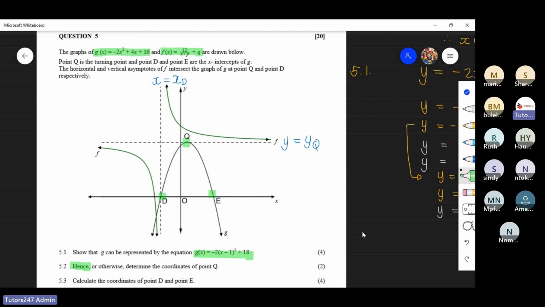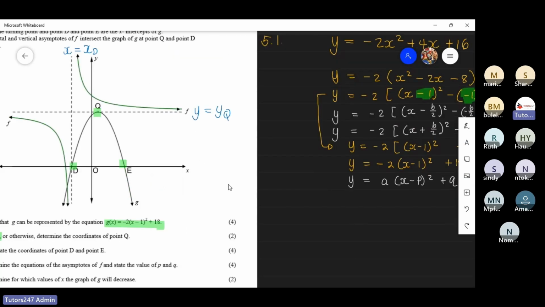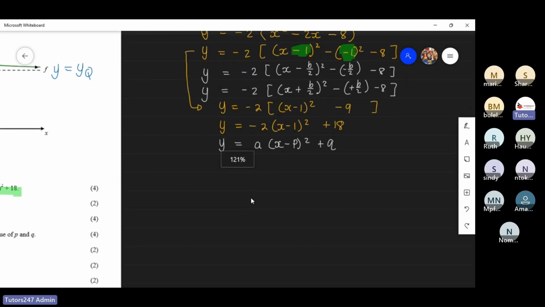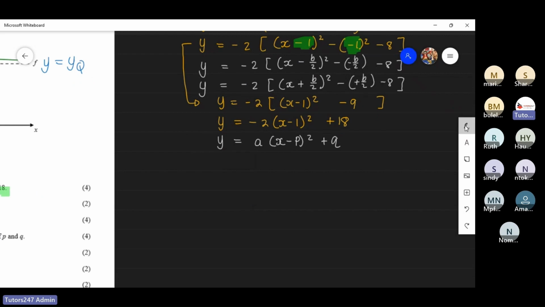Now, in this particular case, we are going to use the third method that I gave you. The reason being is that we have our turning point form. All we now need to do is extract the P and Q values in order for us to get our coordinate of Q, which is the turning point of our function G, which is our parabolic function. So this is 5.2.